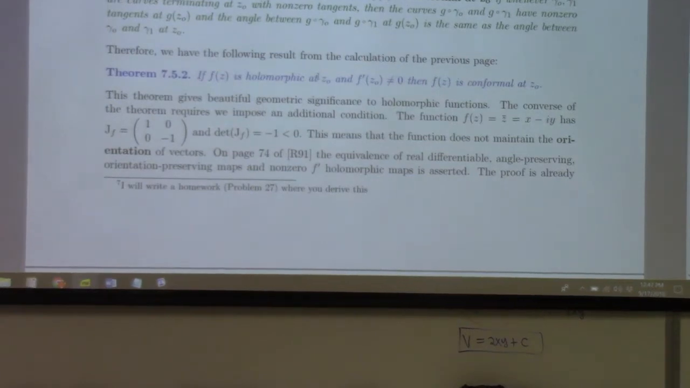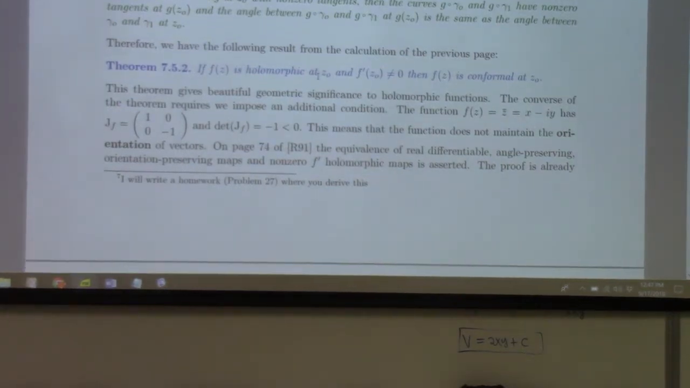So the theorem is just this. If the derivative is non-zero at a point, then f is conformal at that point. All right. Let me actually show you what that means, though.